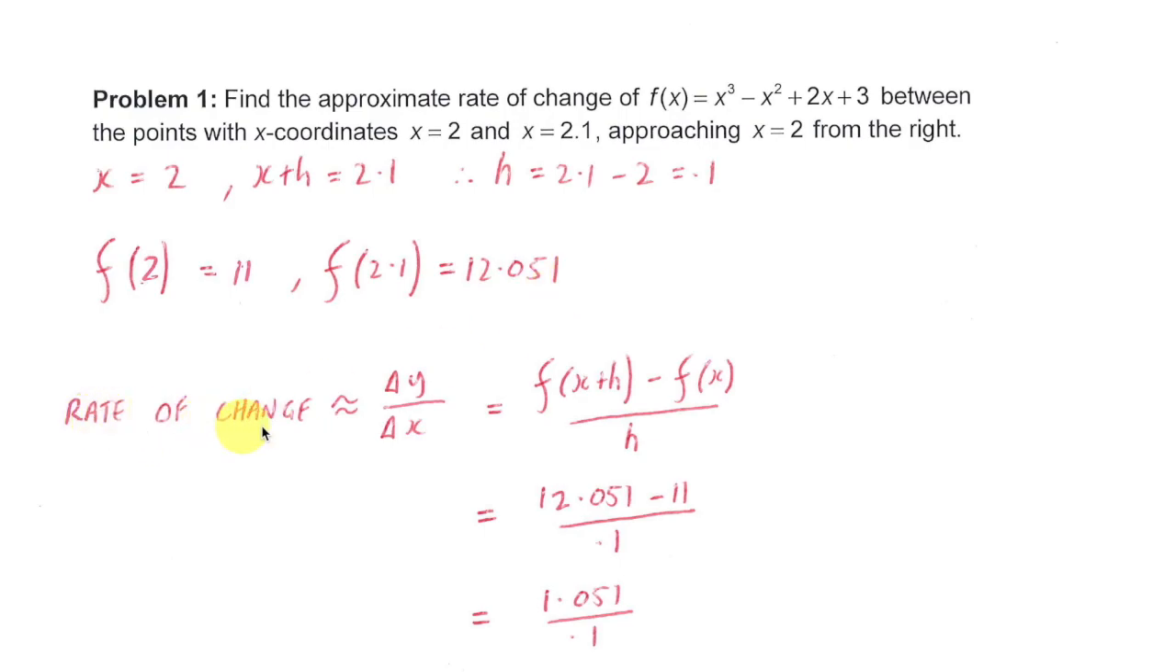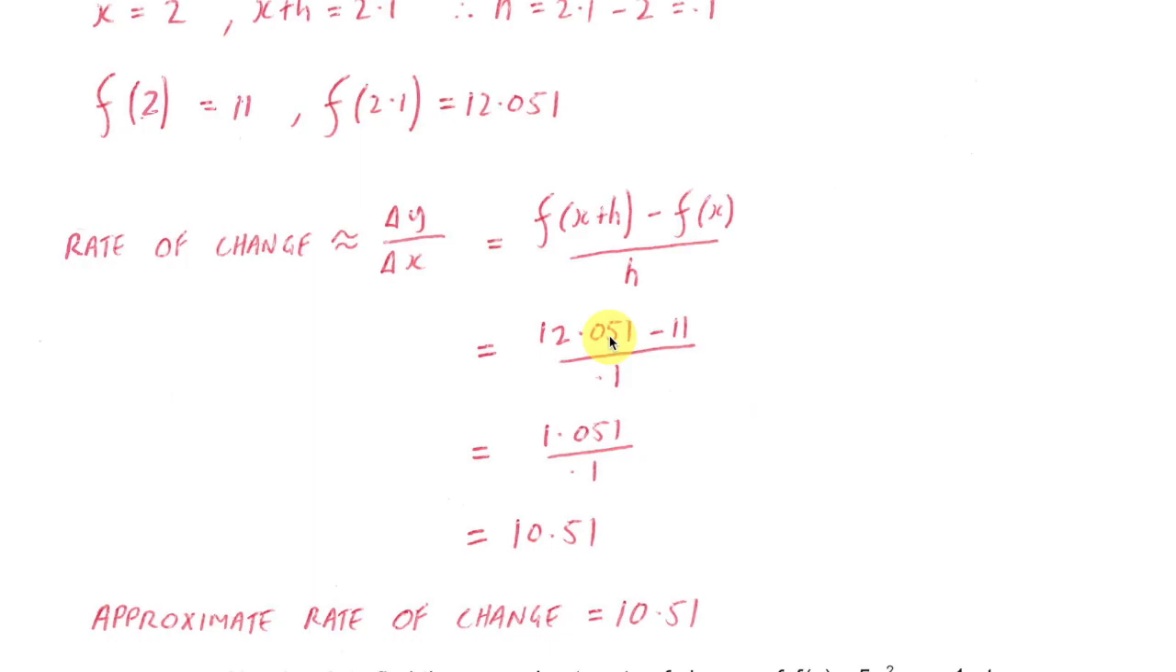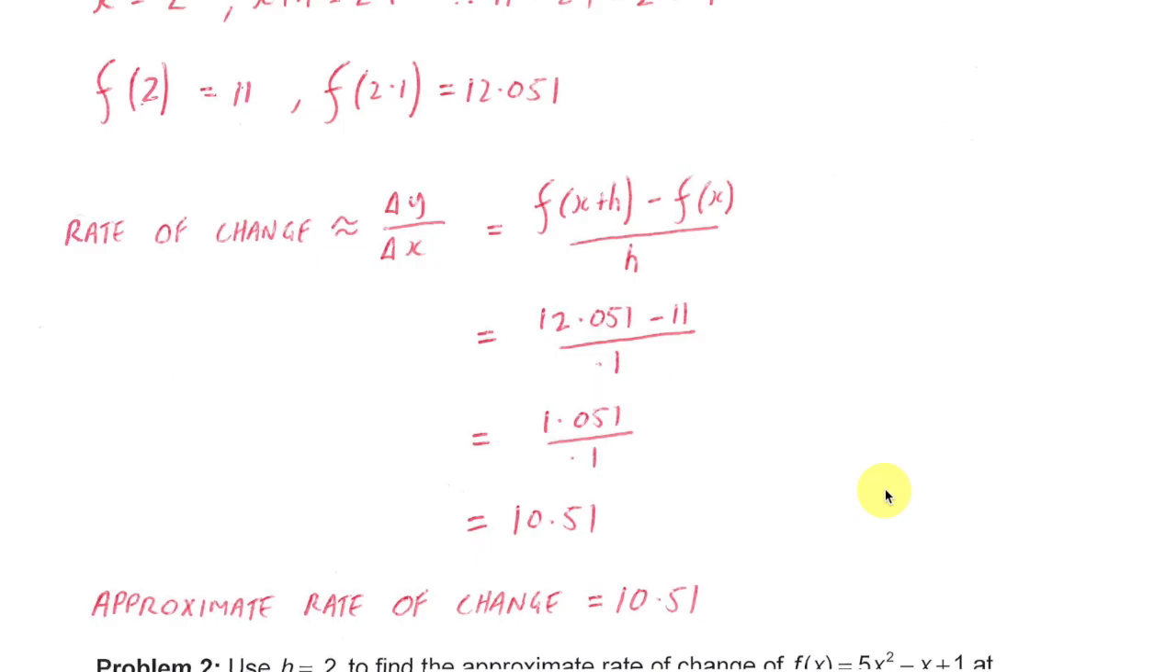So my rate of change in y over change of x, I use this rule here because it's to the right and it's specified in the question. So it's that version of the yellow box that I use, and I sub everything in and I end up with 10.51. So the approximate rate of change is 10.51.